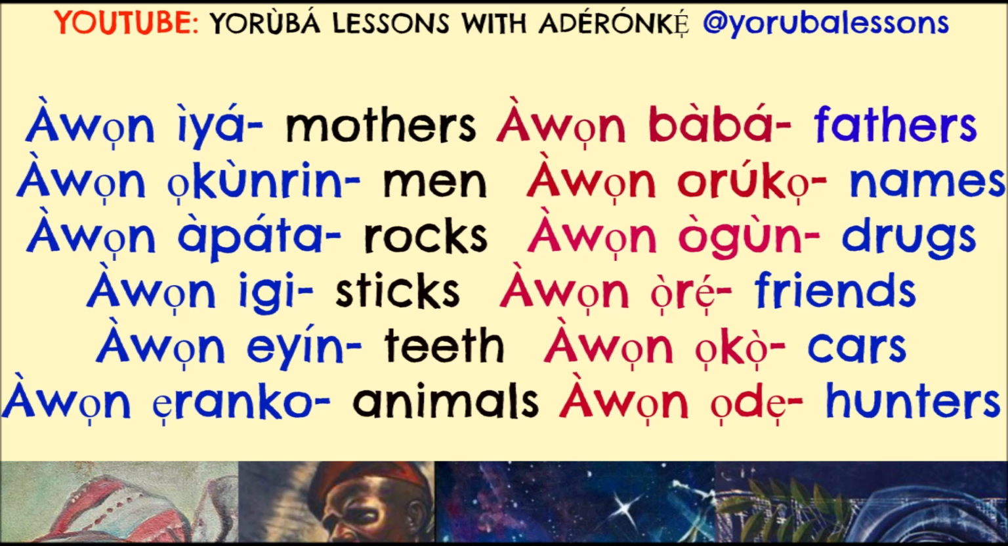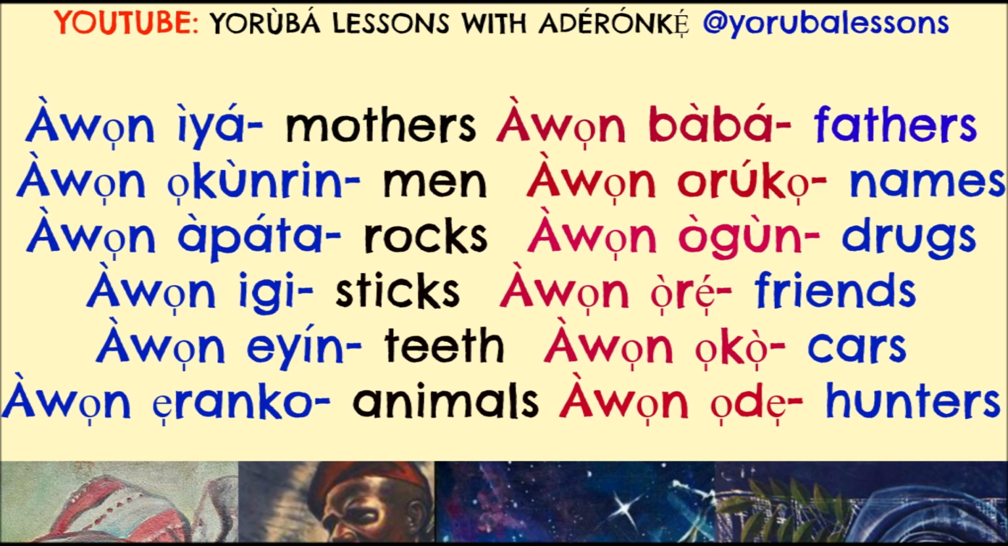Igi is stick. Igi kan, one stick. Or it could even be tree. Igi could also be tree. Igi méjì, two sticks or two trees. Àwọn igi is sticks or trees. So by placing àwọn, for ẹyin, which is tooth, àwọn ẹyin, teeth.